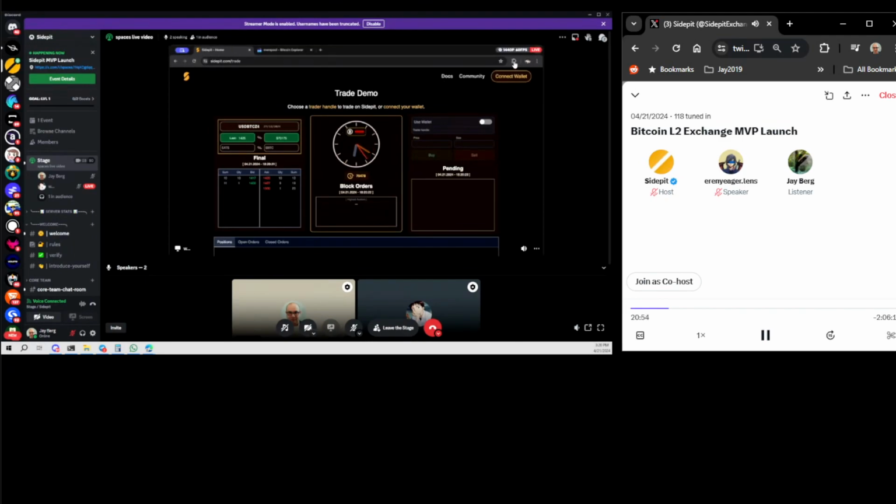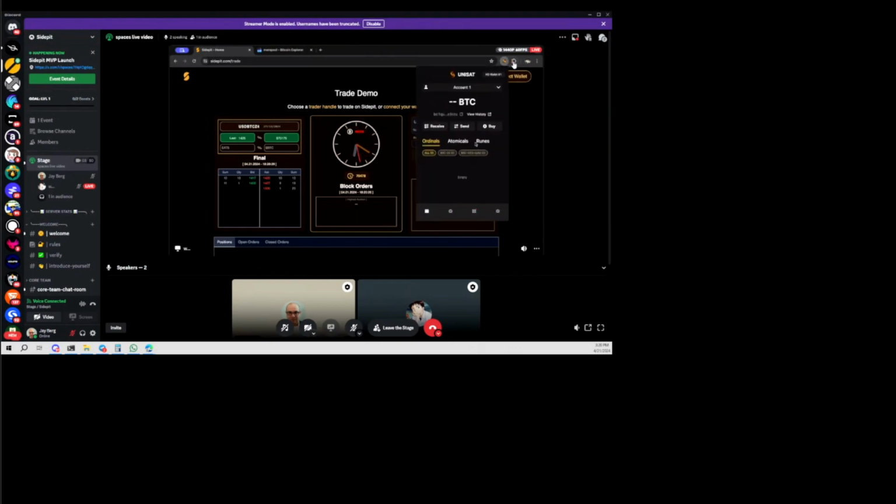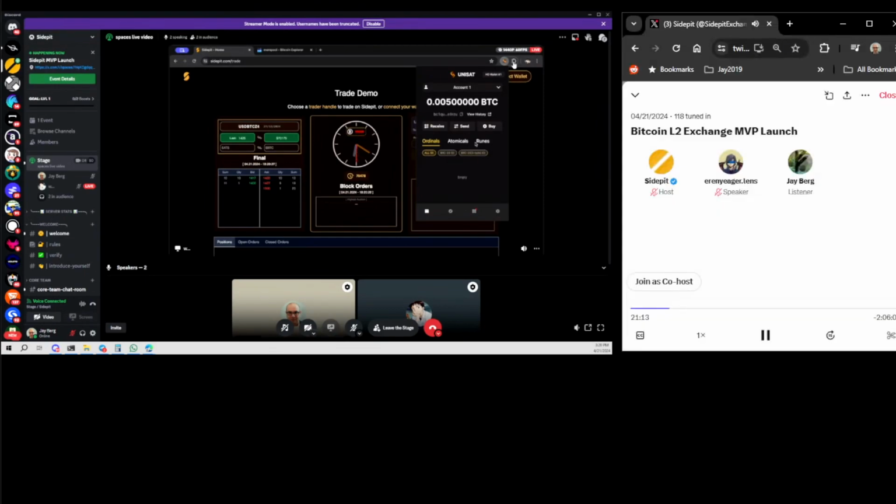So you go to extensions. Right on top is Net Wallet. Click the extension and go to Unisat, right? Okay. Didn't show up. Click send. Here you go. Look, 0.005 BTC. Now click send. So it showed up. You saw that? Now click send.